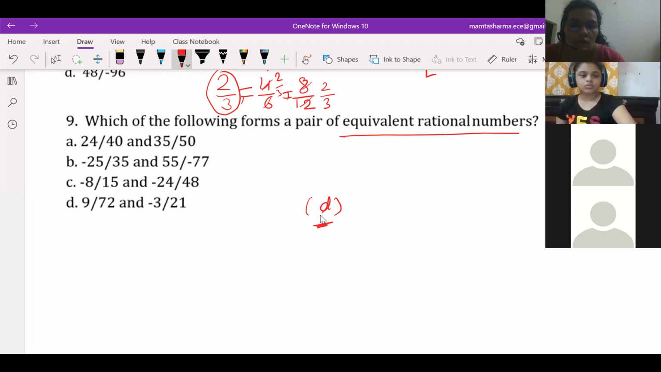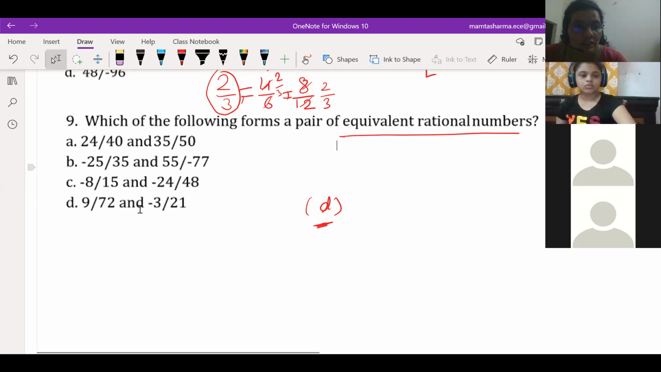Ma'am, the last option, 9 by 72 and 3 by 21. Are they equivalent? Yes, ma'am. No. How? The symbols, ma'am. One is in negative, one is in positive.